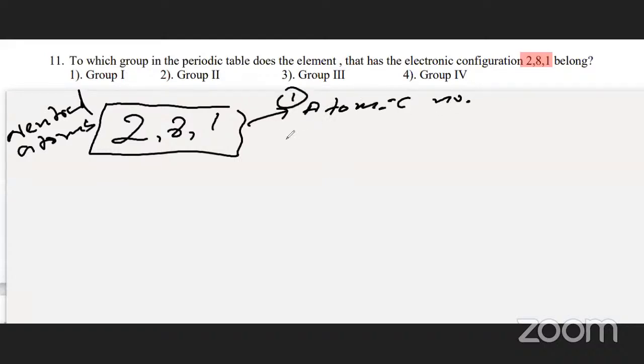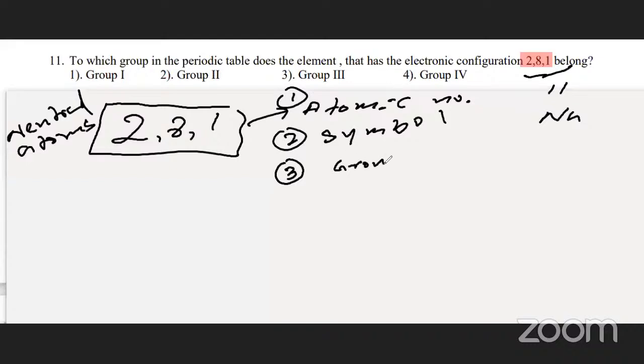Number 2, from the configuration you can tell the symbol of the element. If you know the atomic number, the total is 11, and that is sodium. Atomic number 11 because 2 plus 8 plus 1. The third piece of information is the group it belongs to. You can tell the group by looking at the outermost electron. Only one electron, therefore it belongs to group 1.